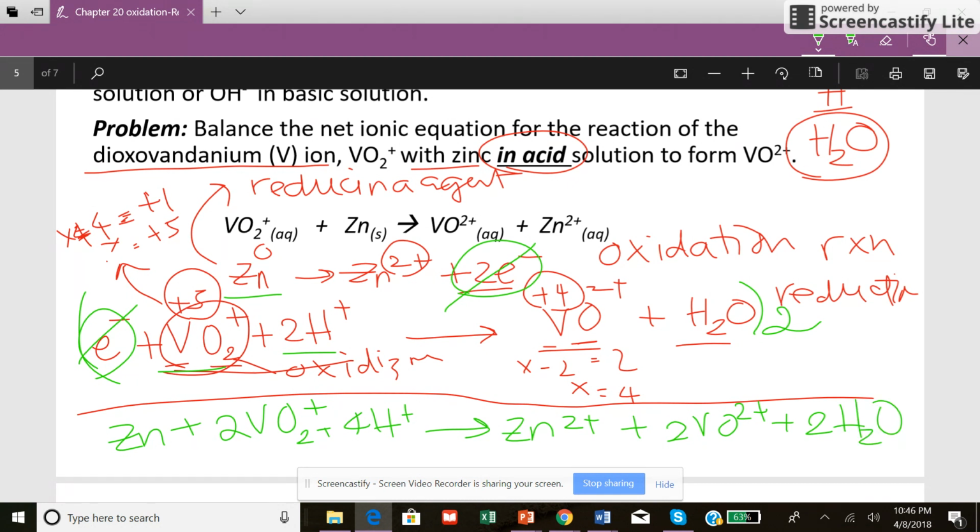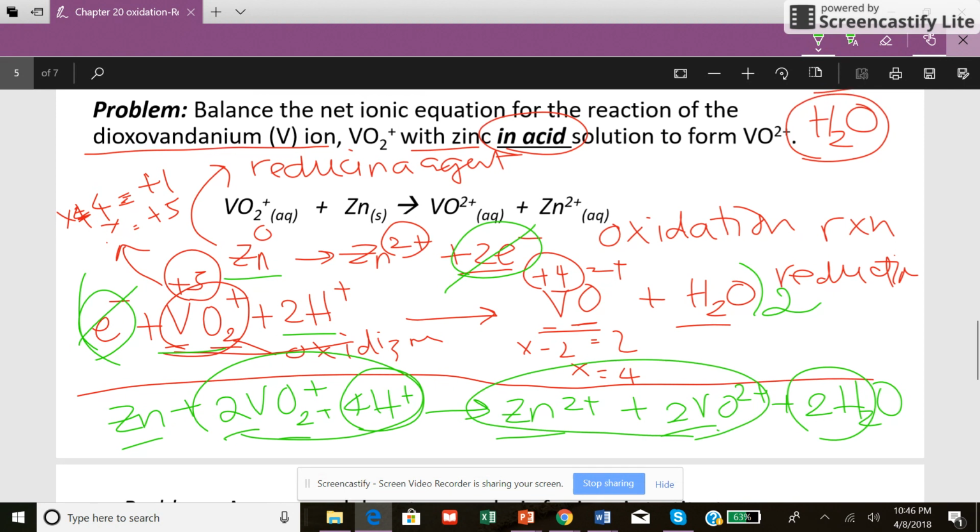Okay, so now let's check. You have 1 zinc, 2 vanadium, and then you have 4 oxygens, two over here, two over here. Okay, four oxygens, four hydrogens, four hydrogens. Net charge on this side is equal to 6. Net charge on this side is also equal to 6, so the equation is balanced.